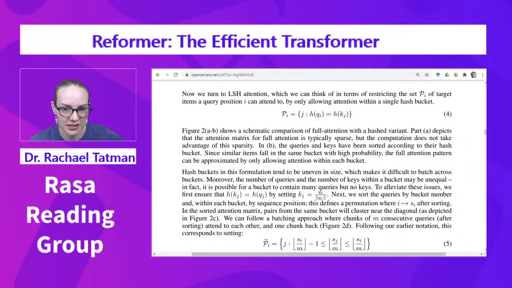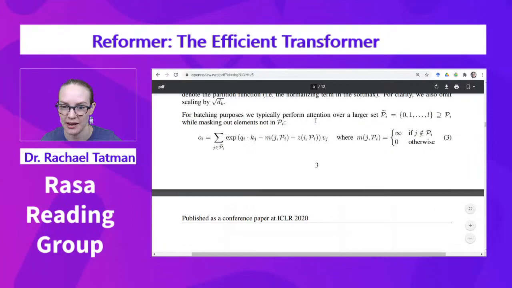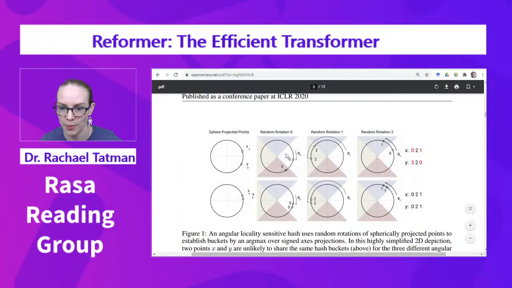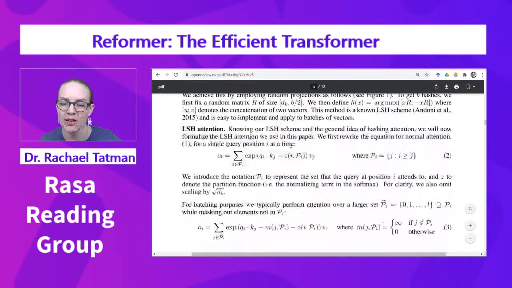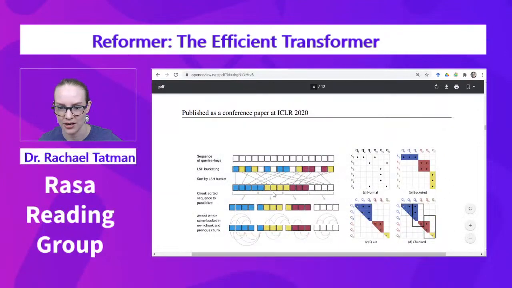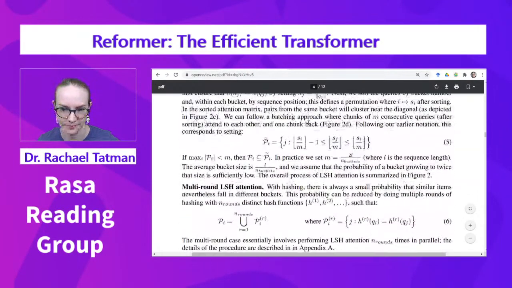So typically sparse, lots of zeros. Let's treat them like they're not there and avoid computing them all at once. In B, the queries and keys have been sorted according to their hash bucket. Since similar items fall in the same bucket with high probability, the full attention pattern can be approximated by only allowing attention within each bucket. The bucket here being the quadrant of the circle, based on this projection and random rotation, and here that is represented by colors. So each of these colors is a different bucket.